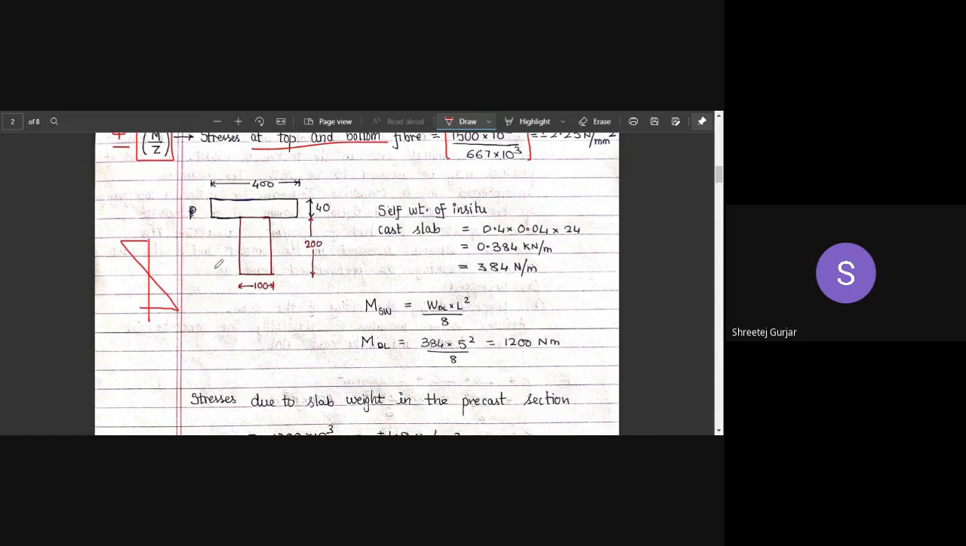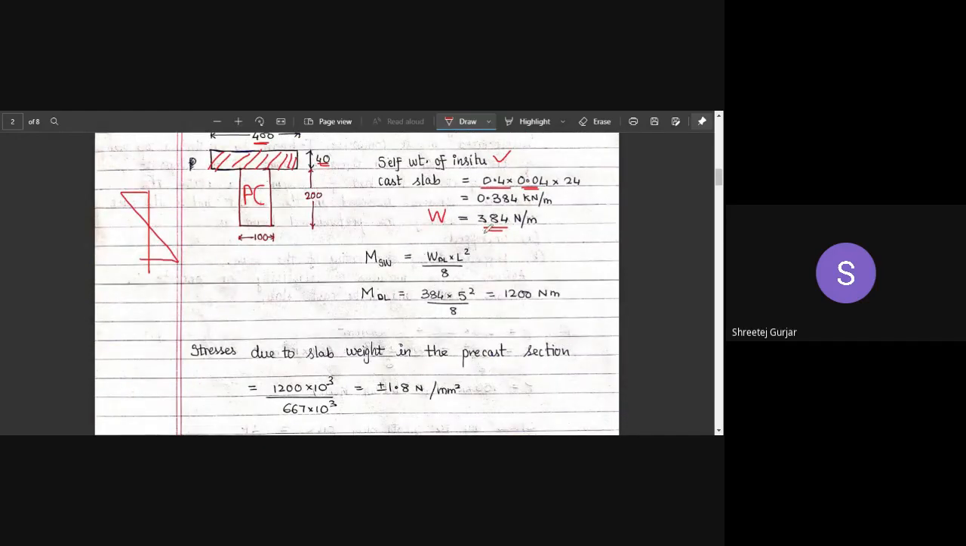Self weight of the precast, self weight of the cast in situ slab we have to consider, and the stresses developed because of this self weight that is imposed on the precast beam we have to calculate. So the self weight of the cast in situ slab is 0.4, that is the width, and the depth is 40 mm, into 24 we get the weight of the cast in situ slab.